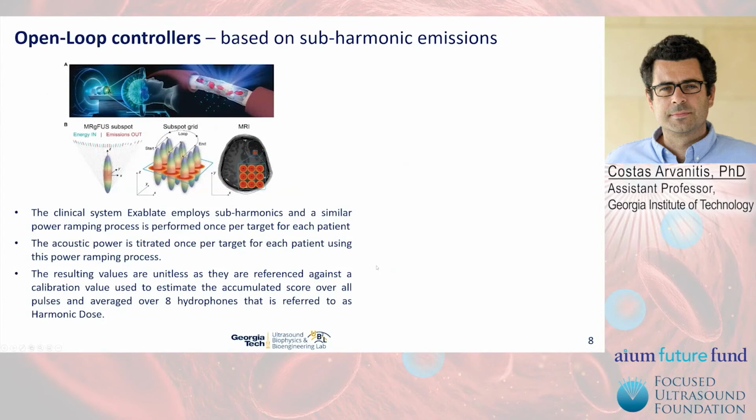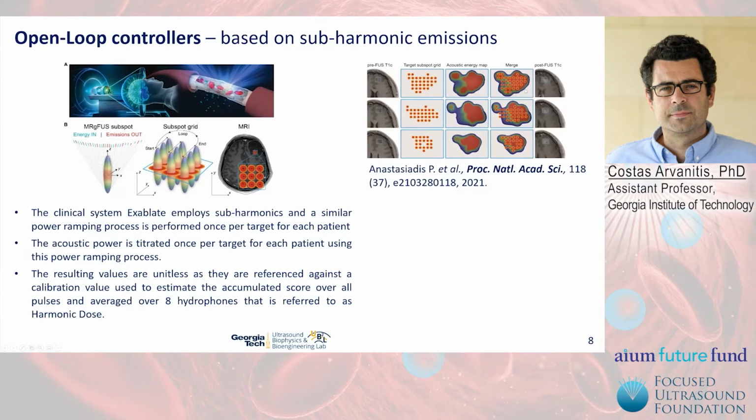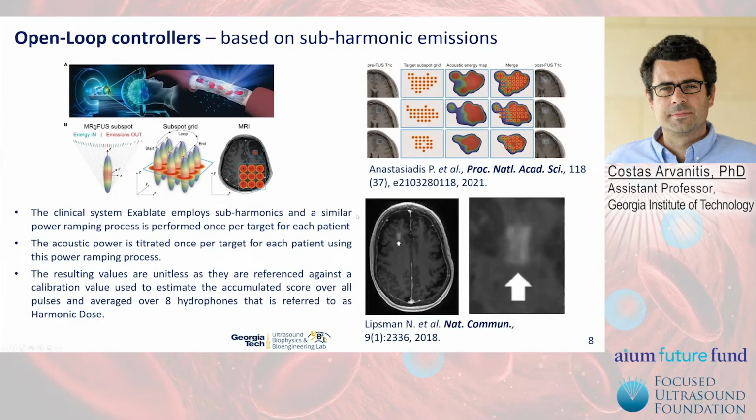So a combination of the above approaches is currently used in the clinics using the Exablate system, which uses the same power ramp approach proposed by O'Reilly, but instead of superharmonic it uses the recordings from subharmonic. And it has already been shown here. You can see a metric that the company is using called harmonic dose, which essentially is a level the controller tries to reach, and then it stops. You can see an overlaid map of the strength of the harmonic dose with respect to the target brain region. And this method has already shown really reproducible and robust responses in the clinical setting, in different disease states, including cancer and Alzheimer's.